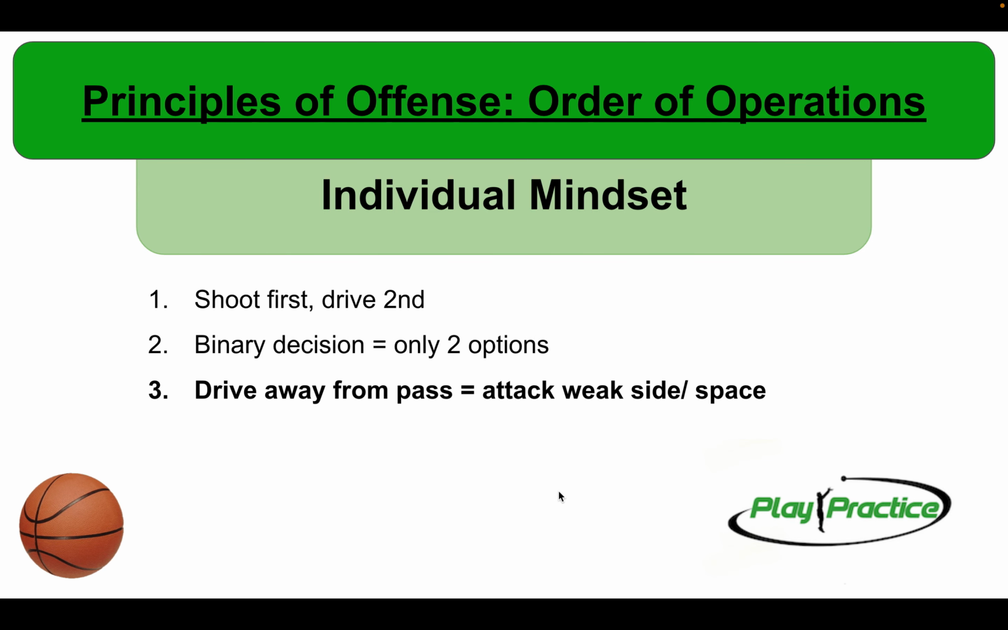And another way to simplify this, again, situational cues, is to talk about driving away from the pass. So it's not even, do I drive right or left as that part 2 of the decision. It is, I am driving automatically away from my pass, away from where there was defense guarding the ball. So I'm attacking the weak side where there's more likely to be space, and thereby having a bigger advantage.